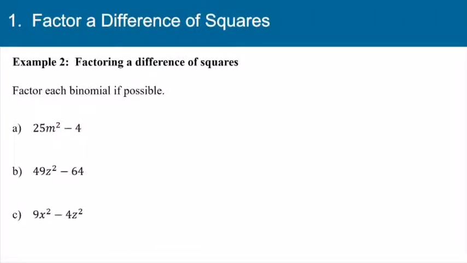Here are a few more to look at. So let's look at these together. Here we have 25m squared minus 4. So 25m squared is a square. 5m times 5m would make 25m squared. And then we have the minus that we have to have. And then we have 4. And 4 is 2 times 2. So this is a difference of squares. And we're going to be able to factor it into a sum and difference of the same two terms. 25m squared is given by 5m times 5m. And then negative 4 could be given by negative 2 times positive 2.